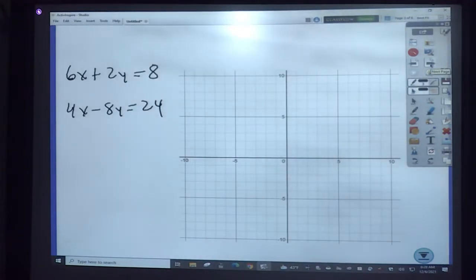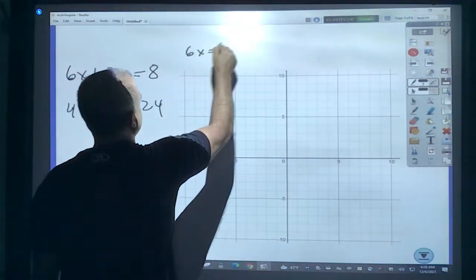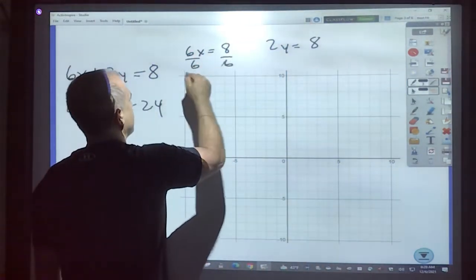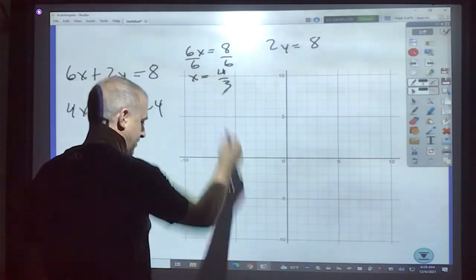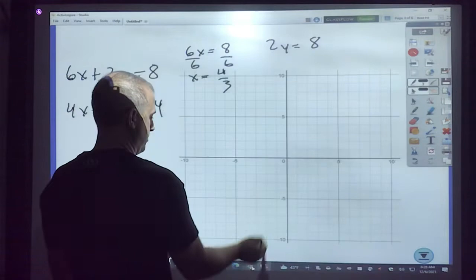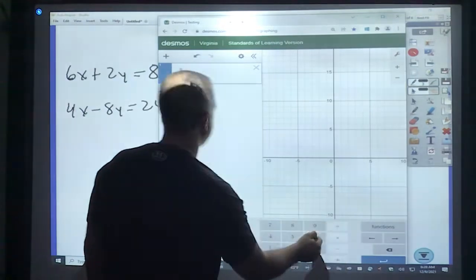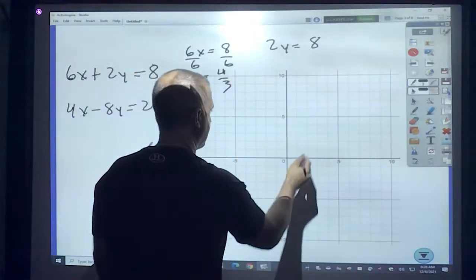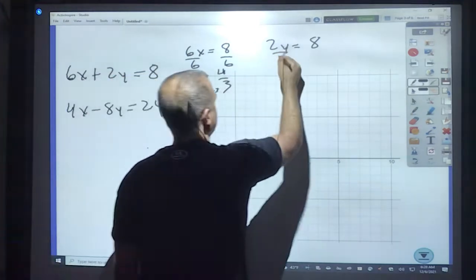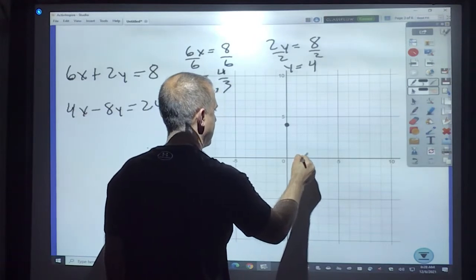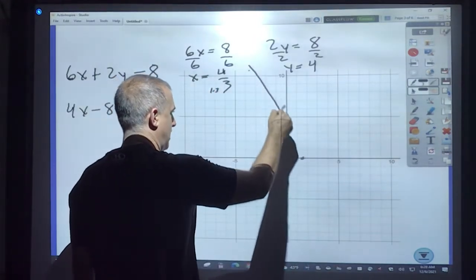Now with these, we're just going to graph the intercepts. So I have 6x equals 8, and 2y equals 8. I would divide by 6, that's x equals 4/3. If you need to use your Desmos, please do. 8 divided by 6 is about 1.3, and we'll put that right there for now. Divide by 2, y would be 4. So I have 4 and 1.3, about right here. Then a big long line through it.